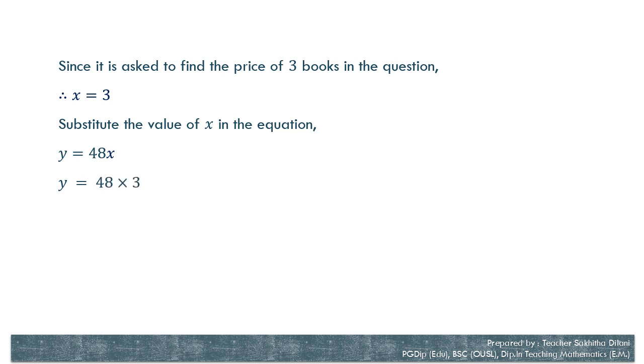Here the value of X is 3. Substitute 3 instead of x in this equation. Y equals 48x. Y equals 48 into 3. So the answer is 144. Hence the price of 3 books is 144 rupees.